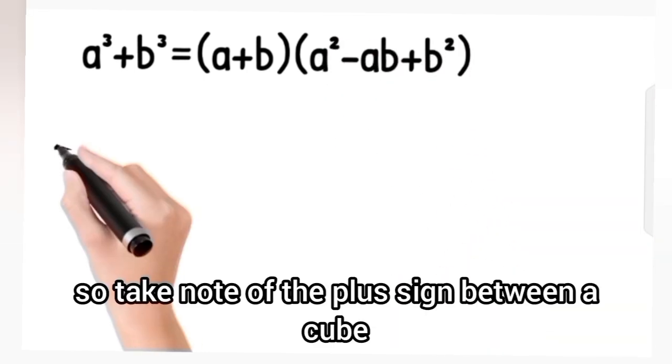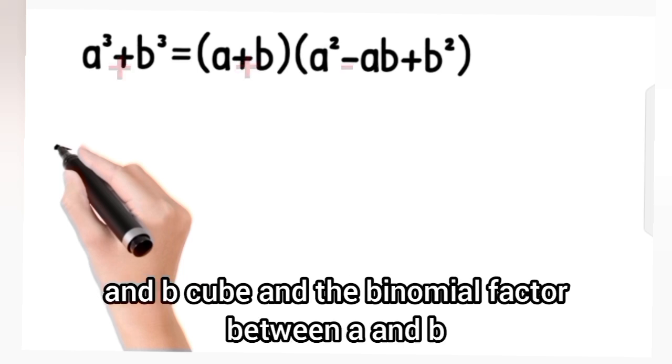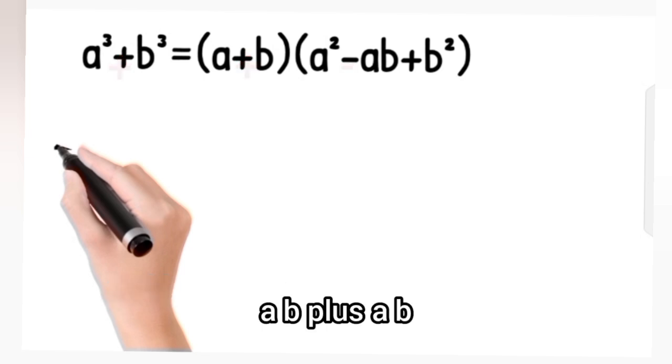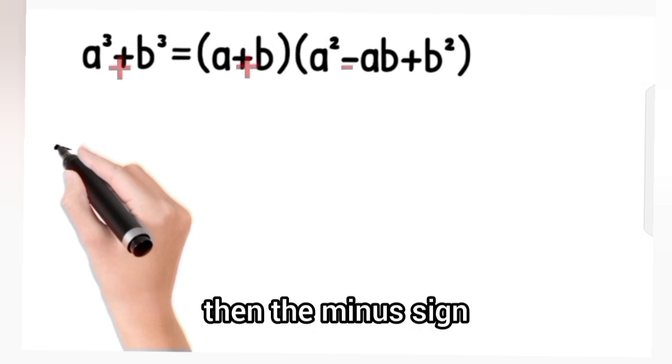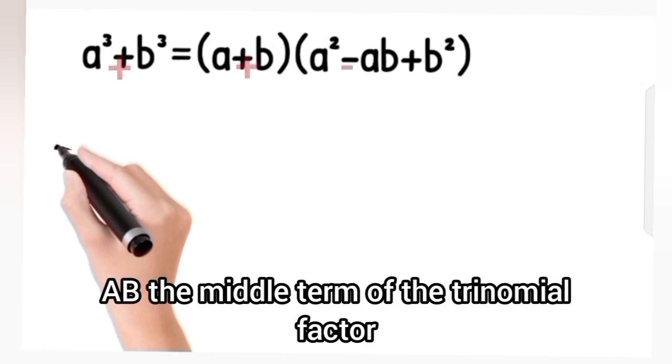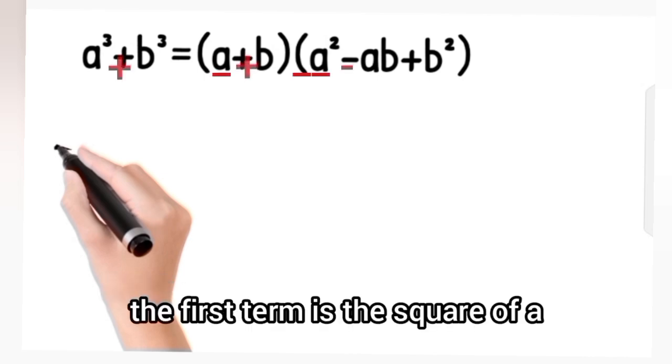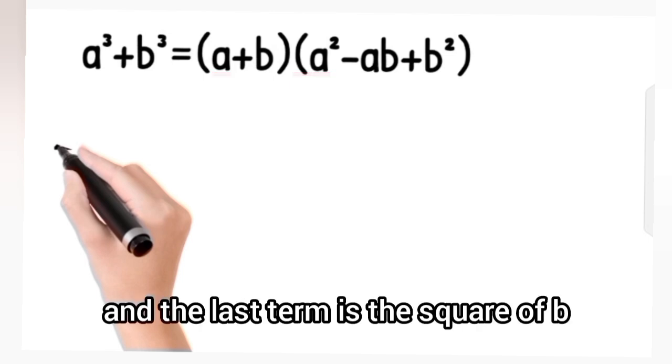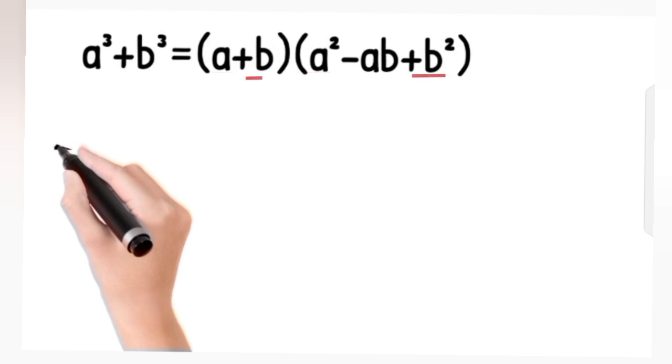So take note of the plus sign between a cubed and b cubed, and the binomial factor a plus b. Then the minus sign before ab, the middle term of the trinomial factor. And the first term is the square of a, and the last term is the square of b.